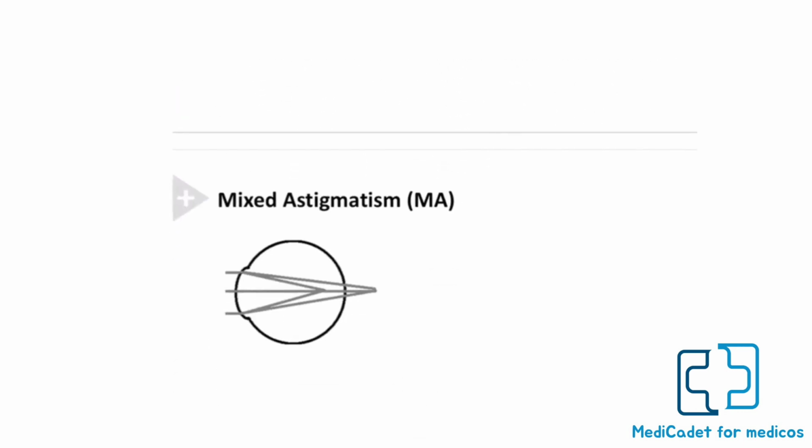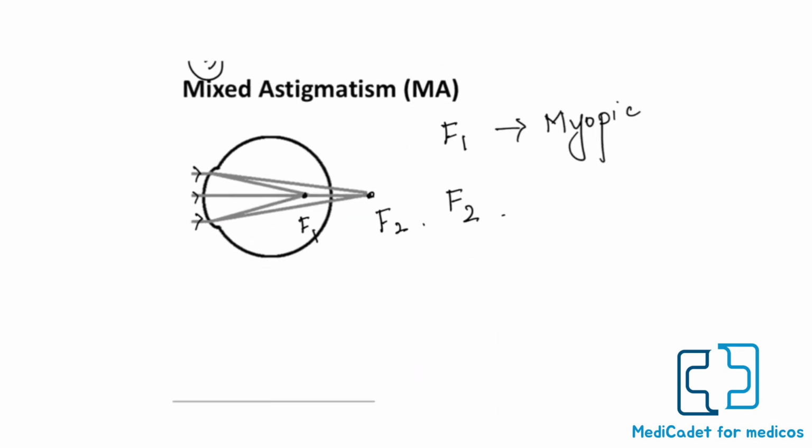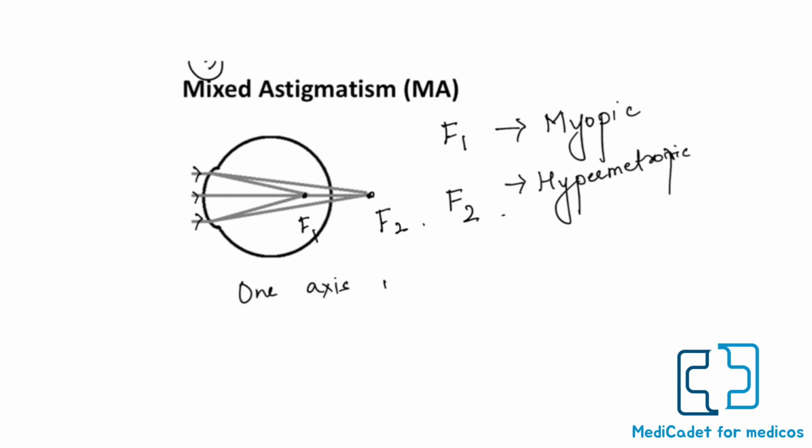This is called mixed astigmatism. Now what is this? Here, see the parallel set of rays which have come in, and one meridian has met at F1 and the other has met at F2. So what is the status of F1 and what is the status of F2? F1 is myopic. It is meeting in front of the retina. And what about F2? F2 is hypermetropic. So F1 is myopic and F2 is hypermetropic. So how do we define this? This means that out of the two axes, one axis is myopic and the other axis is hypermetropic.